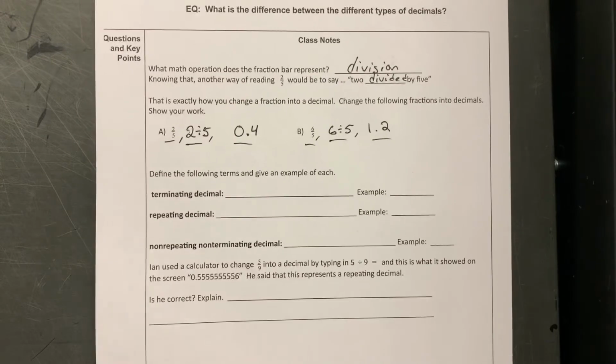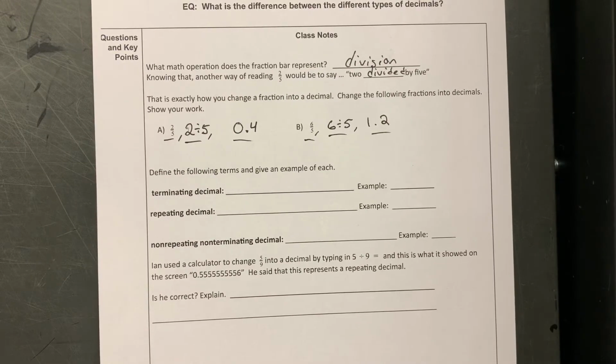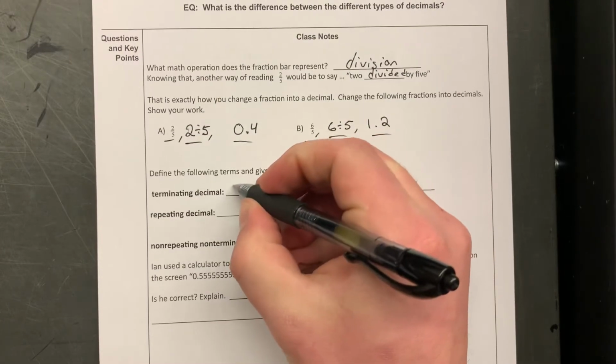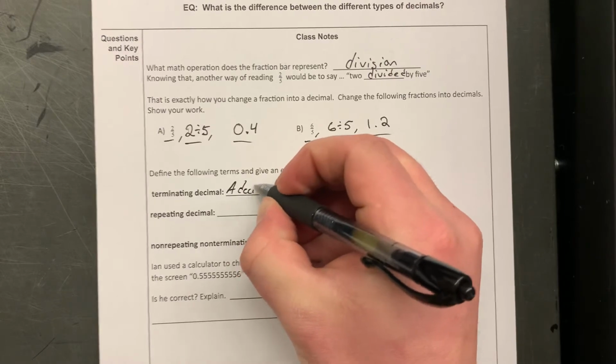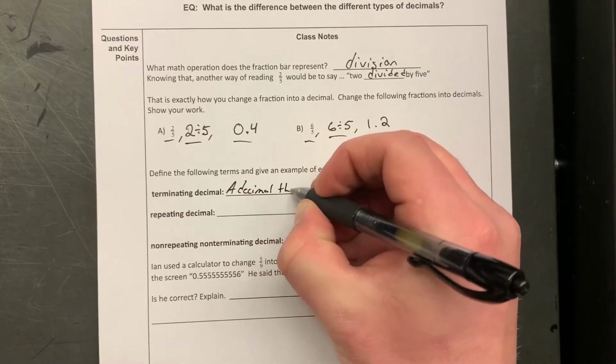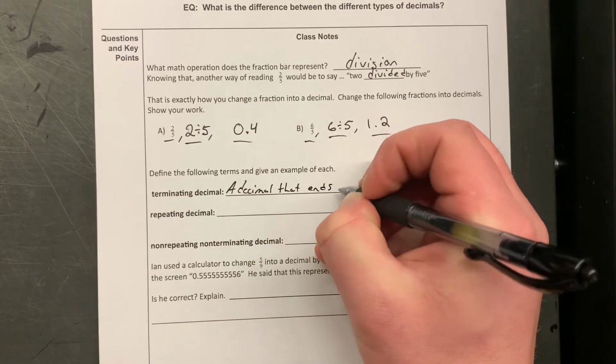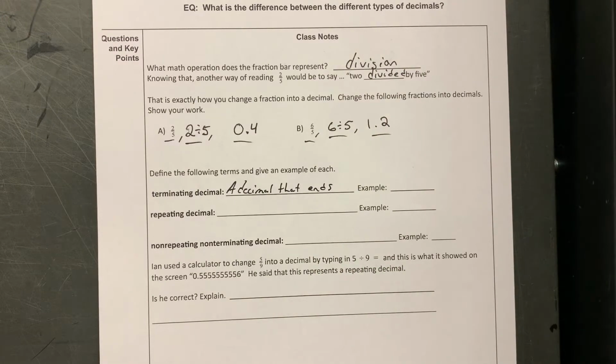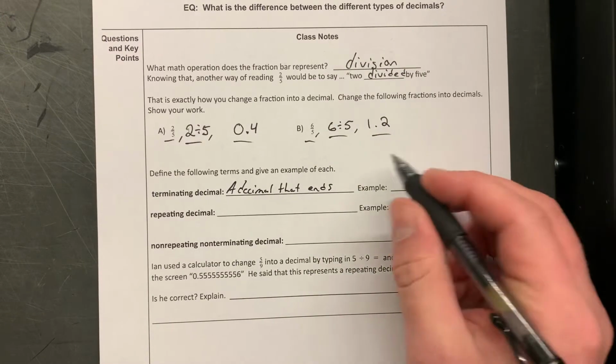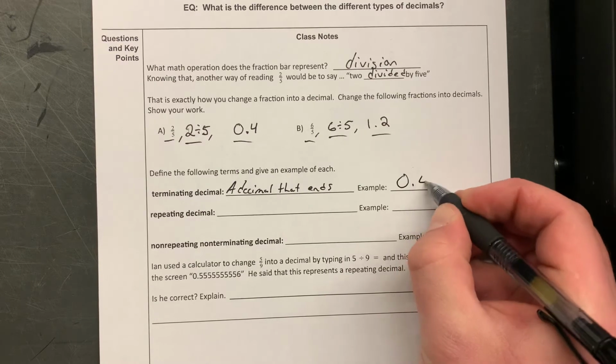So, in that sense, we are defining the following terms, and we're going to give an example of each. A terminating decimal is a decimal that ends. Pretty straightforward. Our example on this might be like what we have above with our 0.4.